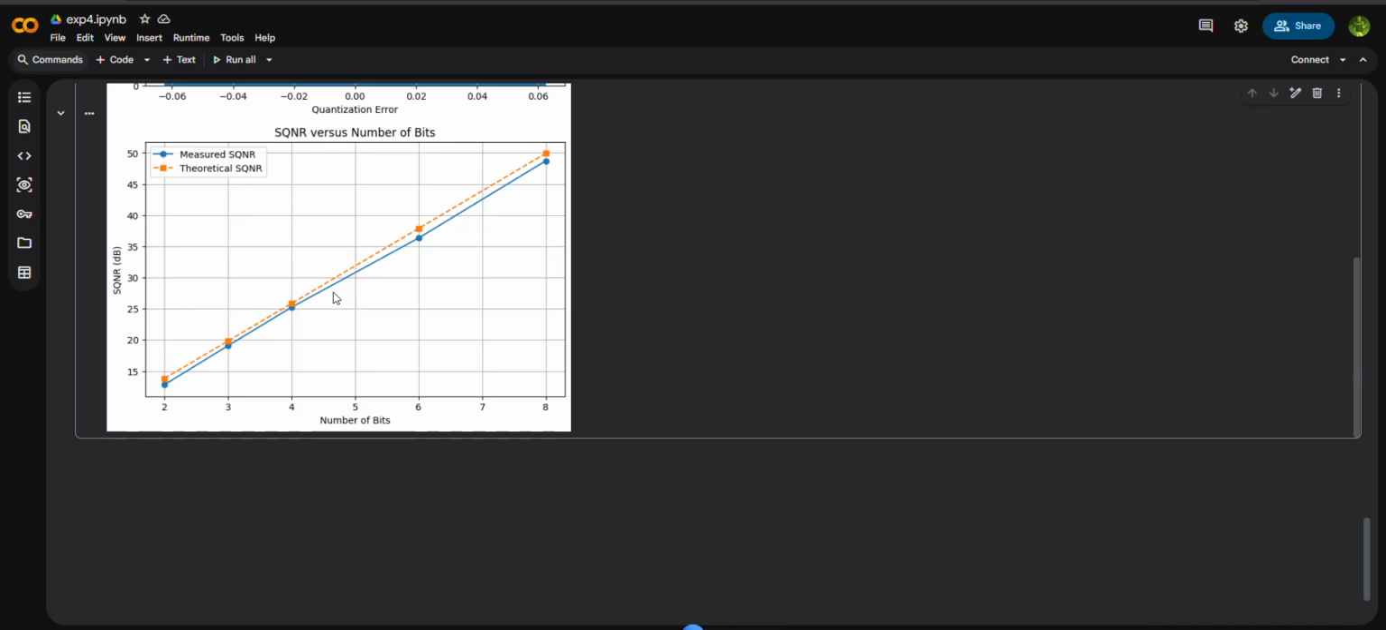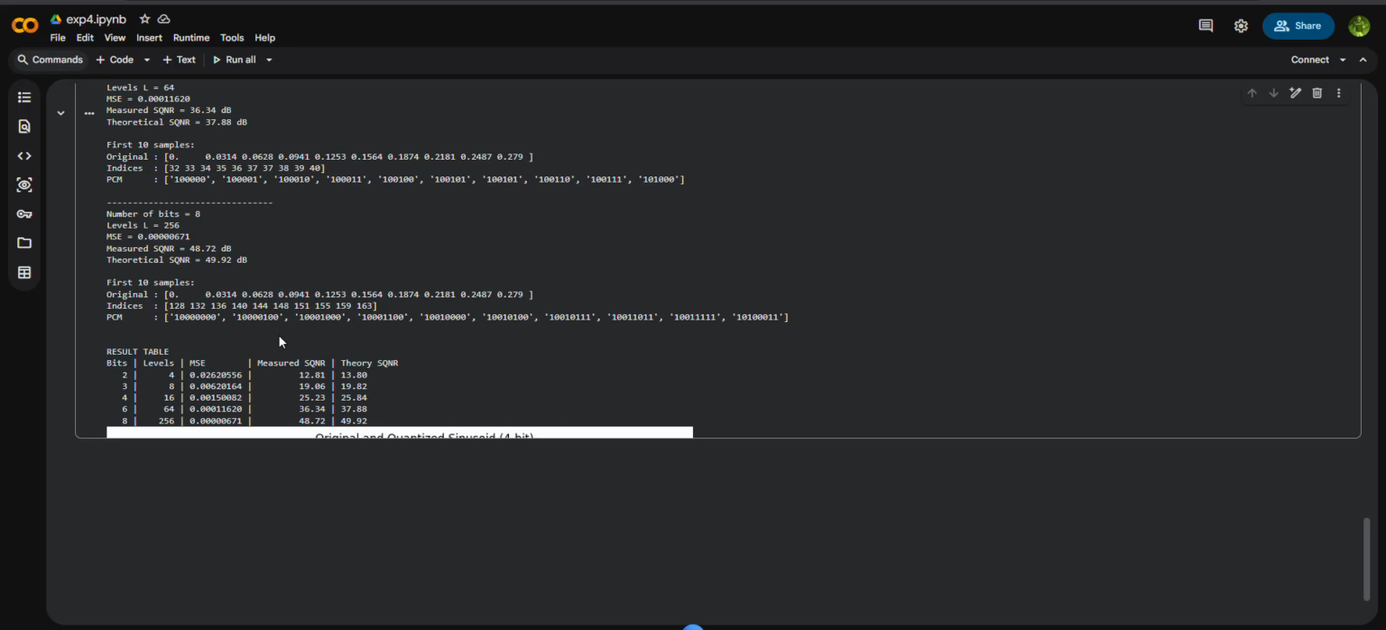For an ideal full-scale sinusoid, the theoretical SQNR is approximately 6.02n plus 1.76 decibels, or, as some books say, 6.6n plus 1.8 dB. This means every additional bit should improve SQNR by approximately 6.02 decibels.